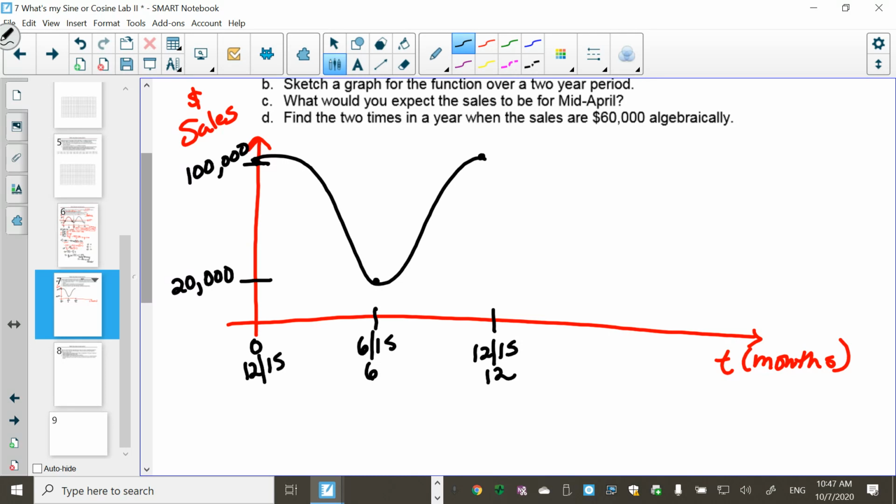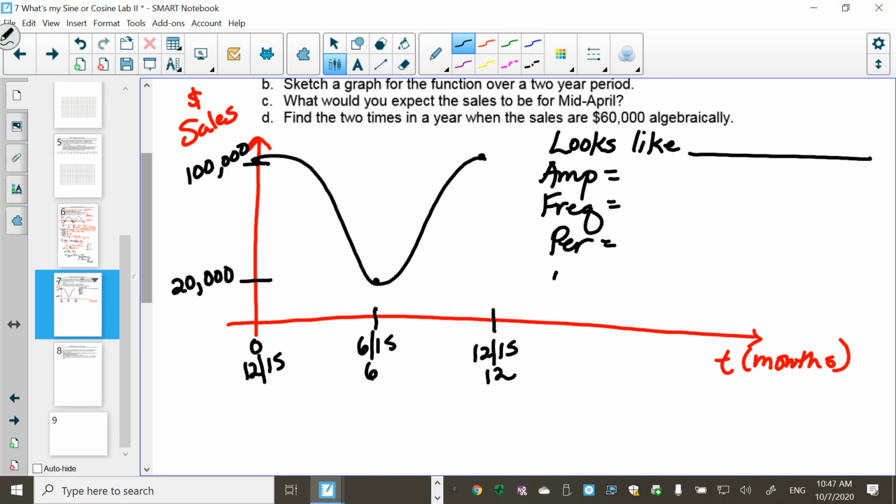Now we're going to come up with a formula, and we're going to use S for sales because it said S equals f of t, find a trigonometric function. So I'm going to say, I know you have more room at the bottom, but this will save me from moving it. Amplitude, frequency, period, midline.